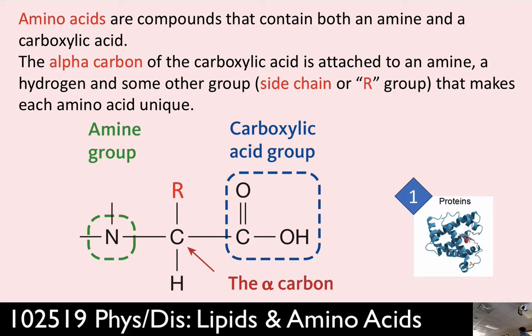So the kind of question I would ask about a slide like this is, what are the chemical constituent parts of an amino acid? You would say, well, an amino acid has an amine group, it has an acid group, specifically a carboxylic acid group, and it has another carbon, an alpha carbon, that has a side chain.